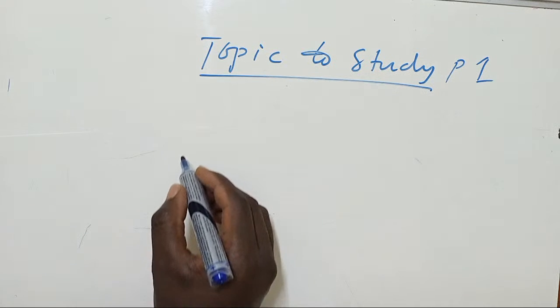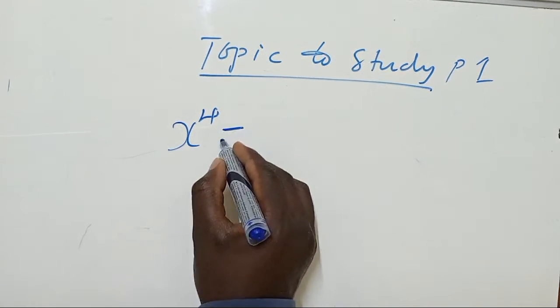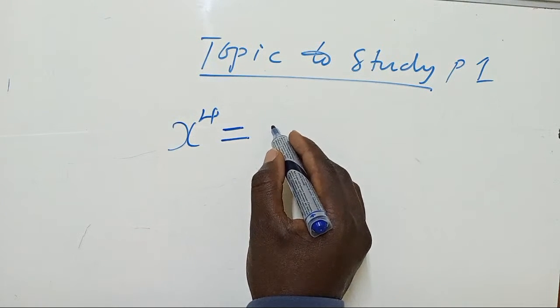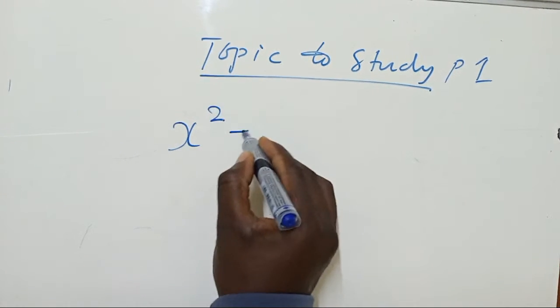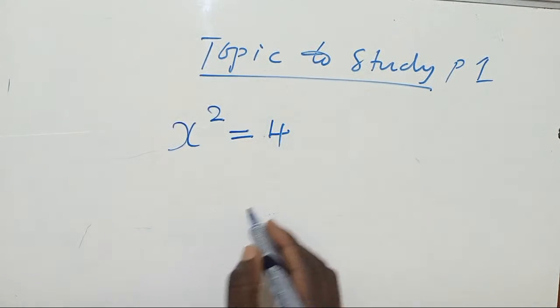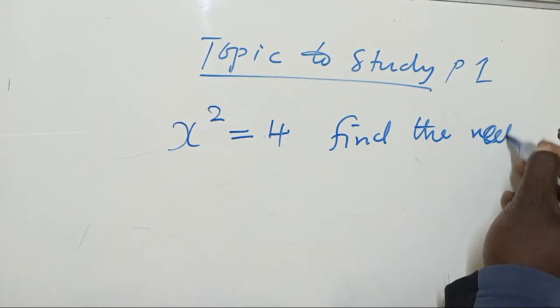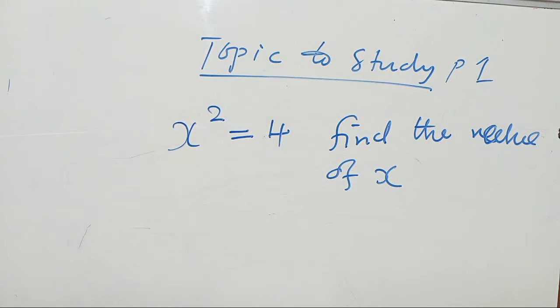Okay, so the question looks like this: x power 4 is equal to... did I write? Okay, sorry. x power 2 is equal to 4. Find the value of x. So just comment the solution, and then I'll add you to the class for free.